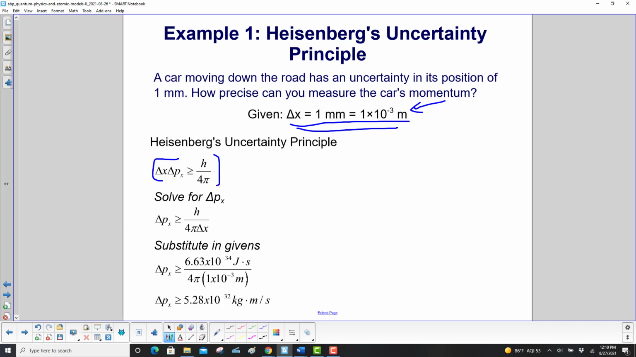We solve for delta px by dividing both sides by delta x. Substitute in our givens. There's Planck's constant, there's 4 pi, and here's the uncertainty in measurement of the position. We get an uncertainty in the momentum of greater than or equal to 5.28 times 10 to the minus 32 kilogram meters per second.